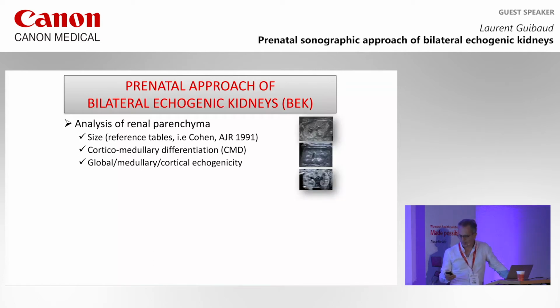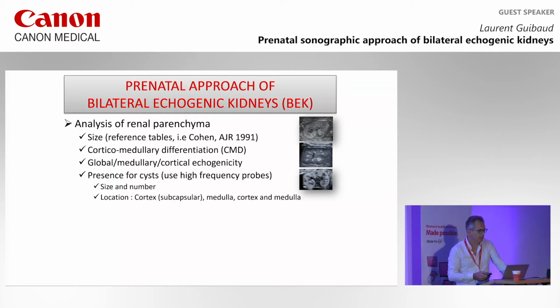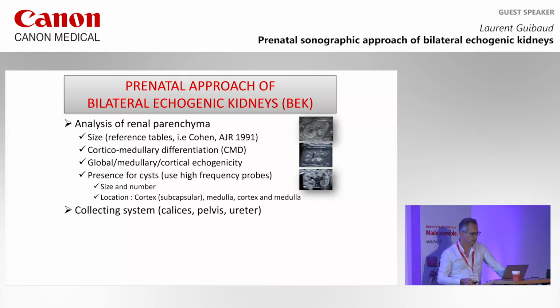Look at these different cases here. You see it's globally echogenic. This is in the medulla, and this is more in the cortex. And in fact, it's important to differentiate these kinds of echogenicities. Is there some cyst or not? The size, number, localization. Is it in cortex, medulla, cortex and medulla? And for that, it can be interesting to use a high-frequency probe to have a better analysis of these cysts.